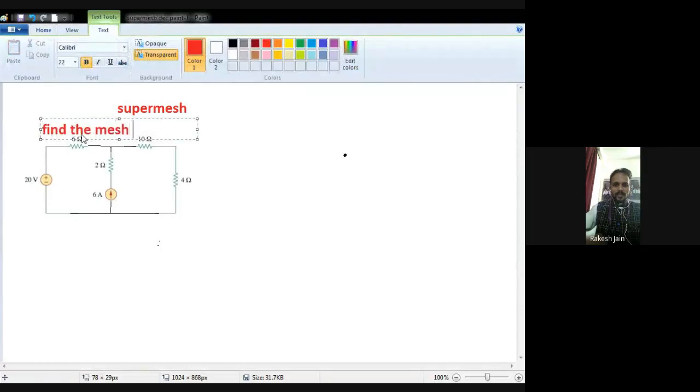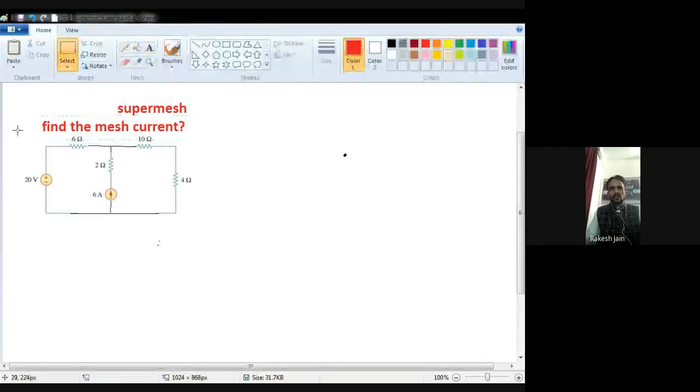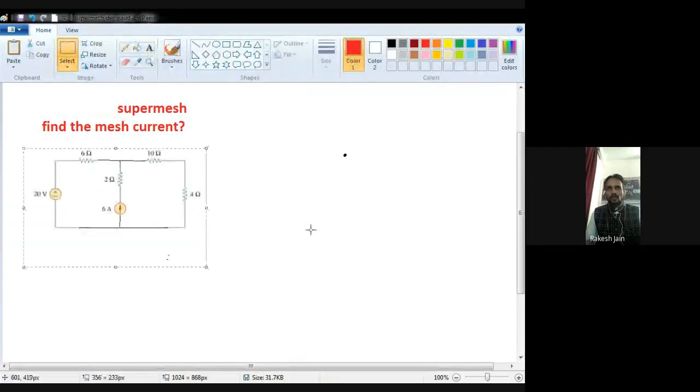Let's suppose this is my question, where I have to find the mesh currents. How many meshes are there? Looking at this question, there are two closed paths, so there are two meshes actually.